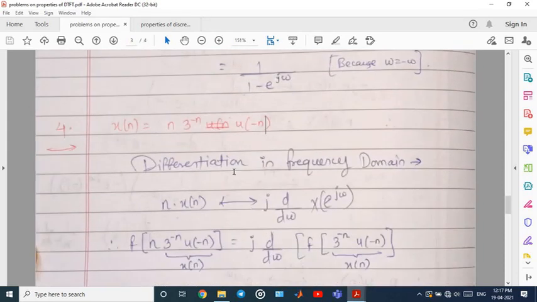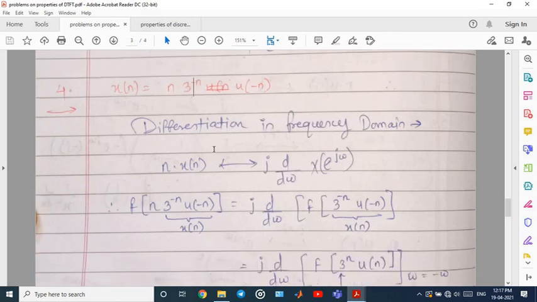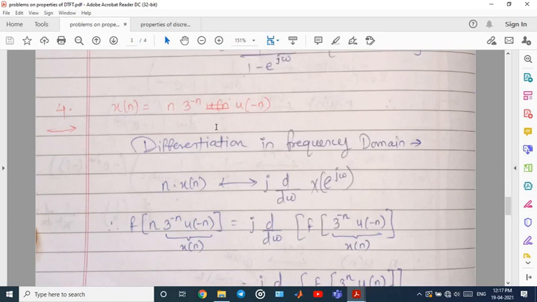So the next problem is x of n equals n into 3 to the power minus n into u of minus n. We know the Fourier transform of this; we just need to find the Fourier transform of this term. As we already did, whenever there is a multiplication of a constant term n with respect to u of n, we are going to use the differentiation in frequency domain property.